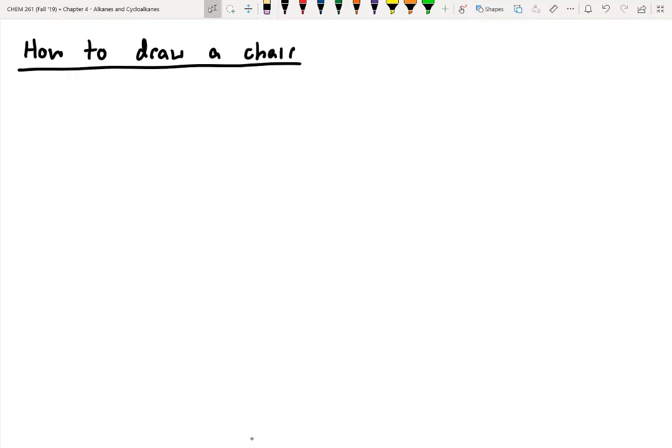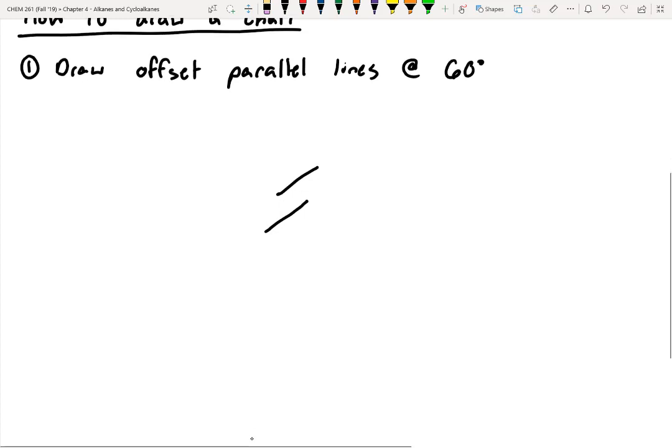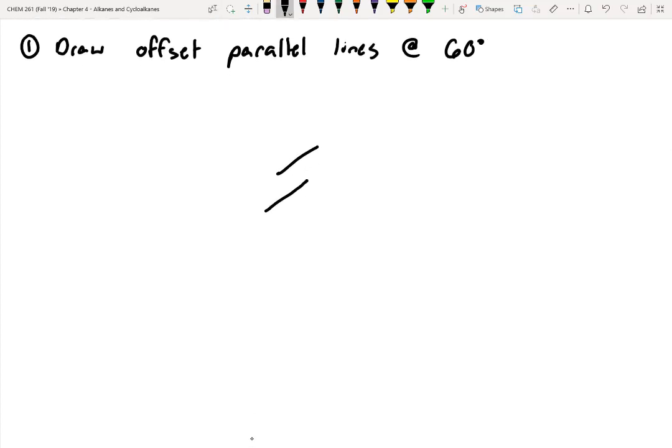All right, number one. Draw offset parallel lines at 60-degree angles. What I mean by that is we've got parallel lines, but you see how they're not level with one another, meaning that one's more to the left and that one's more to the right. Does that make sense? So that's the first step. We draw these parallel lines that are offset at 60 degrees. All right, so that's number one in our art class.